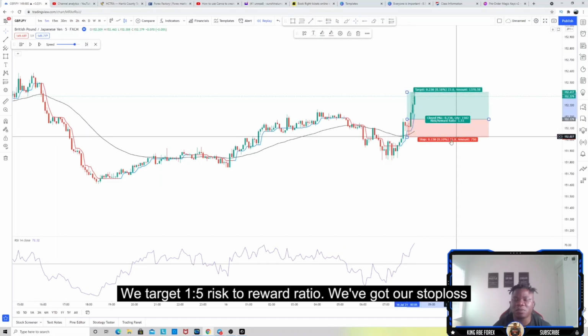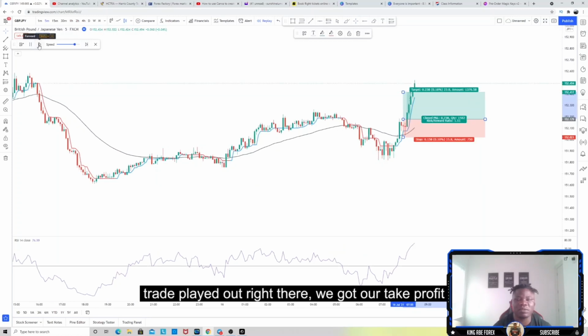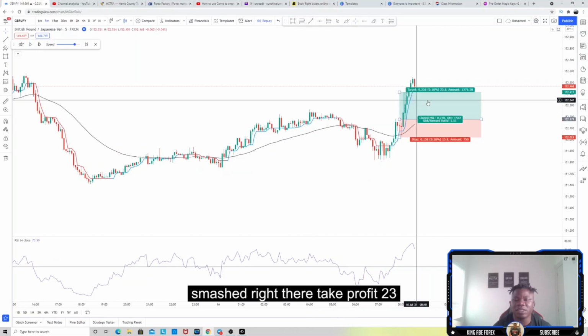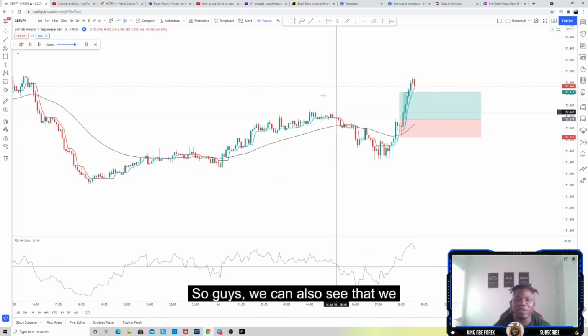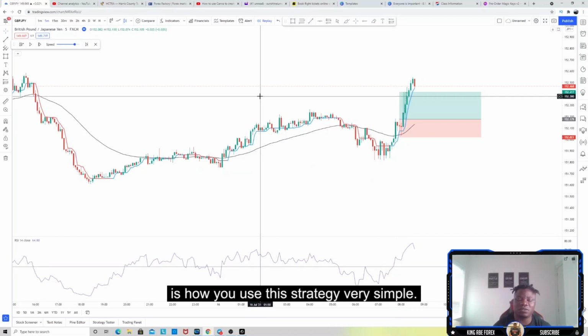We have our stop loss at 15 pips right there. So let's see how this trade played out. Right there, we got our take profit smashed. Take profit 23 pips, stop loss 15 pips, risk to reward ratio 1 to 5. We can also see that we have our RSI above the 50 line. So guys, this is how you use this strategy. Very simple.